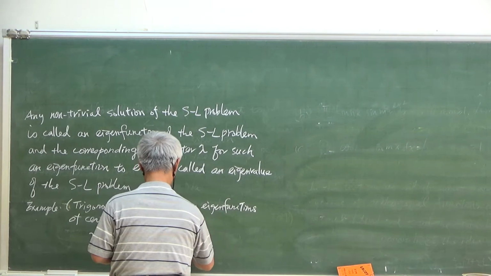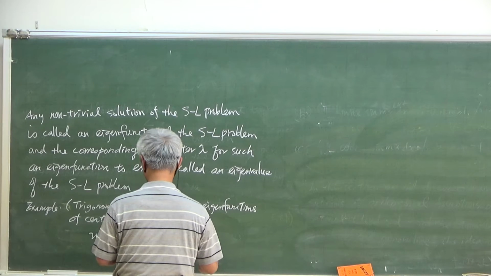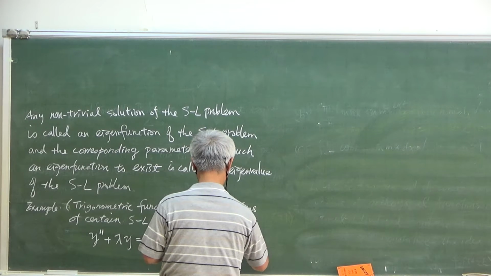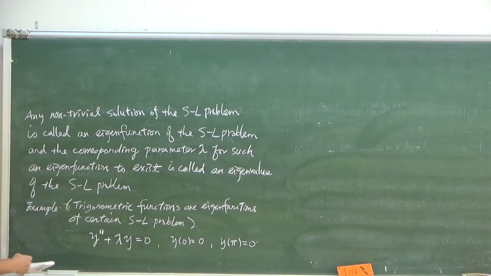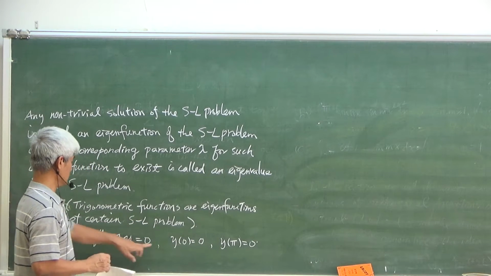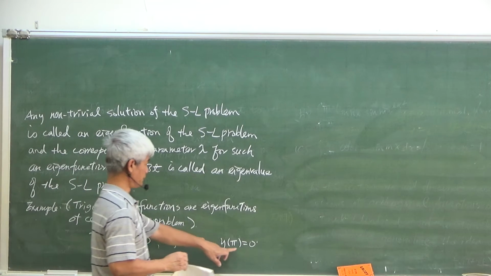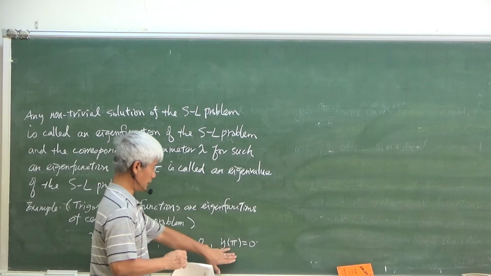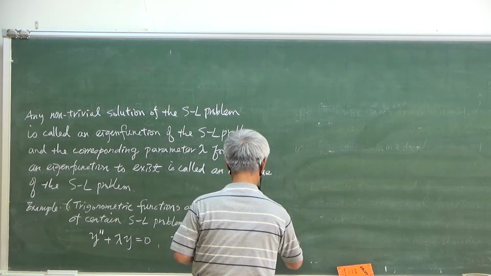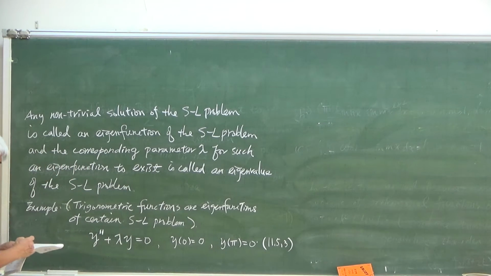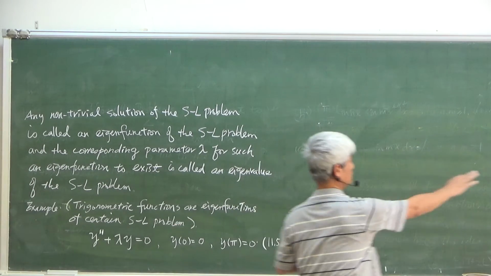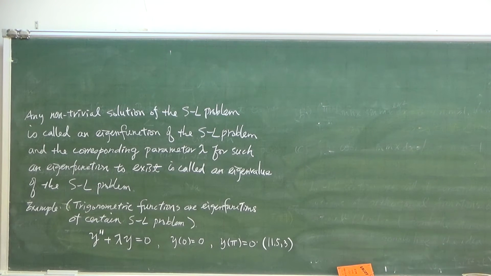And the boundary conditions are 0 and 0. So we have two boundary conditions, one at the endpoint 0, the other endpoint is pi. So y(0) is 0, y(pi) is 0. And this problem is equation 11.5.3.